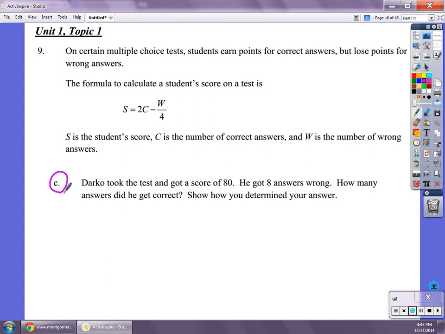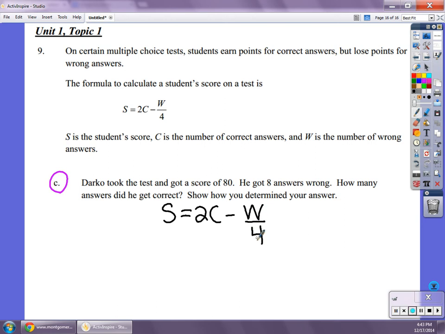Darko took the test and got a score of 80. He got 8 answers wrong. How many answers did he get correct? Show how you determined your answer. So hopefully we see a pattern here. We're going to rewrite our formula. S equals 2C minus W divided by 4.